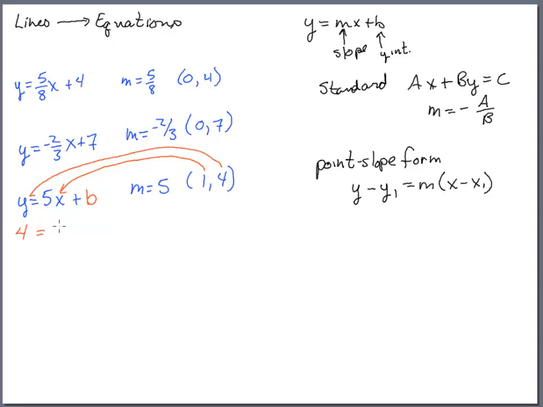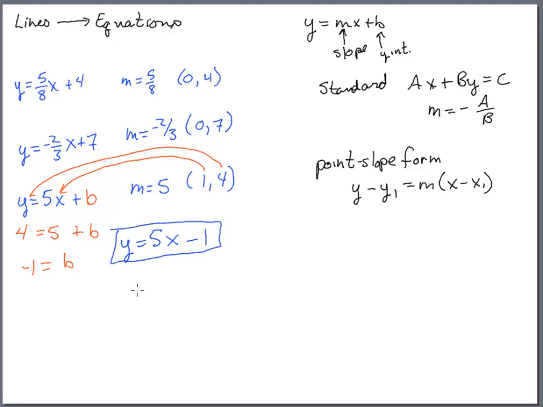4 equals 5 times 1 plus b. Subtract 5 from both sides, and we know, hey, b has to be negative 1 for this point to work in that line. So that tells us that our equation must be y equals 5x minus 1. We already knew that part, but we didn't know the b, which we now know. And you can try it. This has slope 5, and 1, 4 will indeed work.